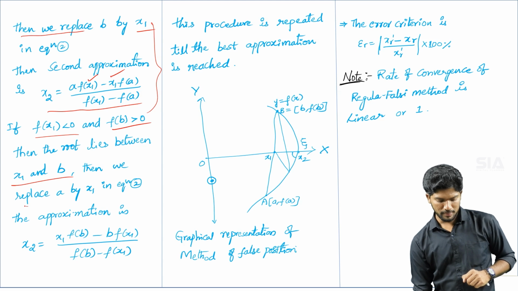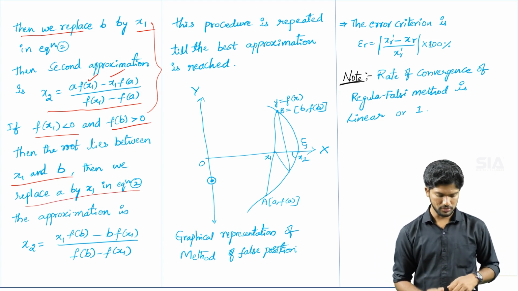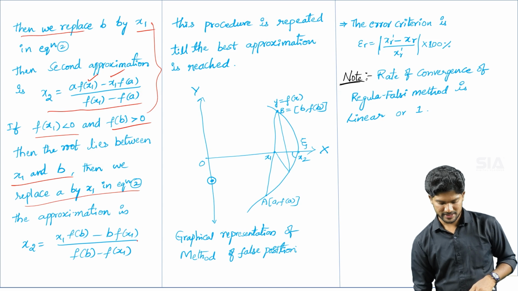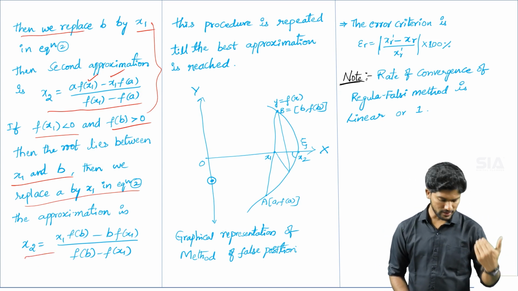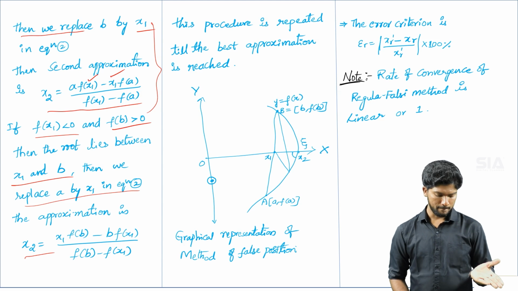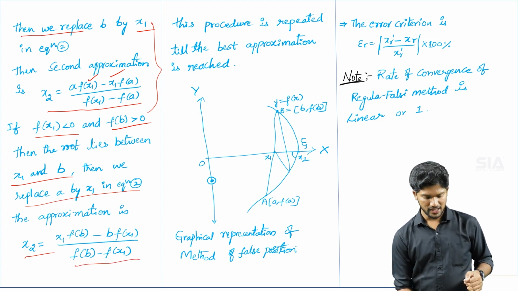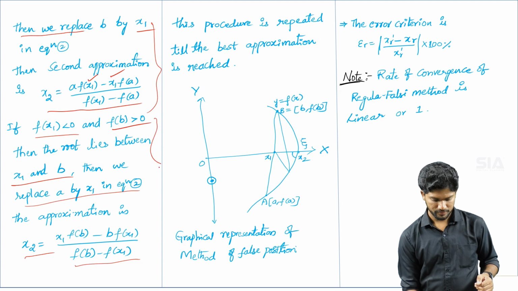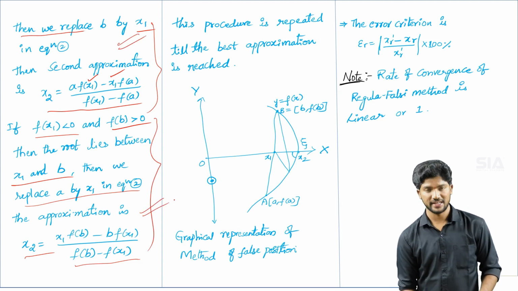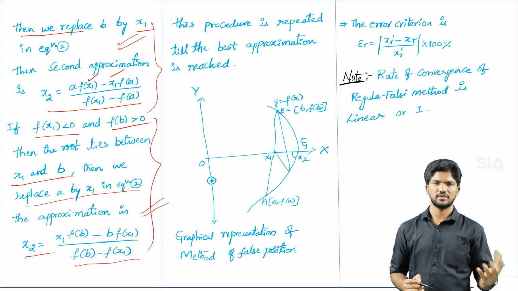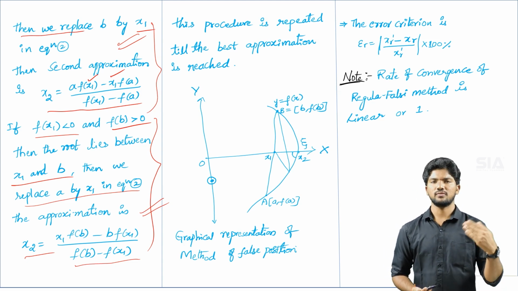Then we replace small a by x1 in equation number 2. Then the second approximation is x2 is equal to a place లో x1 ని రీప్లేస్ చేస్తాం కాబట్టి x1 into f of b minus b into f of x1 by f of b minus f of x1. అంటే this one is the another case. Okay, this one is the first case and this one is the second case. Either you will get each of them, depending upon the sign of the f of x1.